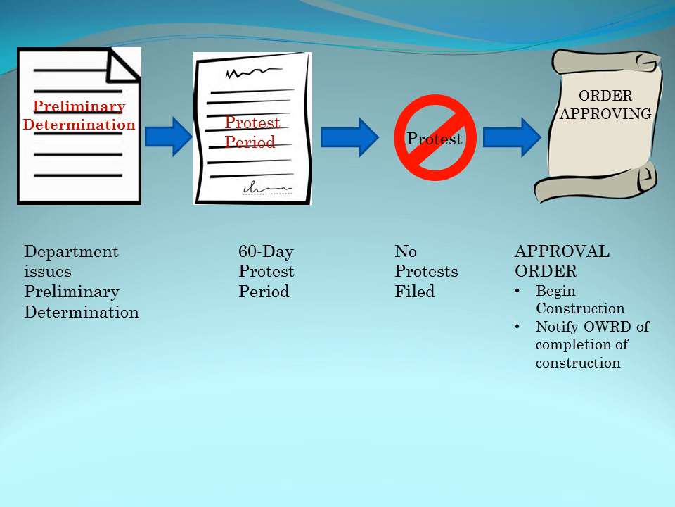After the comment period and review, the department issues a preliminary determination, which starts a 60-day protest period. The preliminary determination is mailed to the applicant and any party that filed a comment. If no protests are filed, then the department issues an order. This order basically says go ahead and begin construction and requires the applicant to notify us of the completion of the project by the date identified in the application.